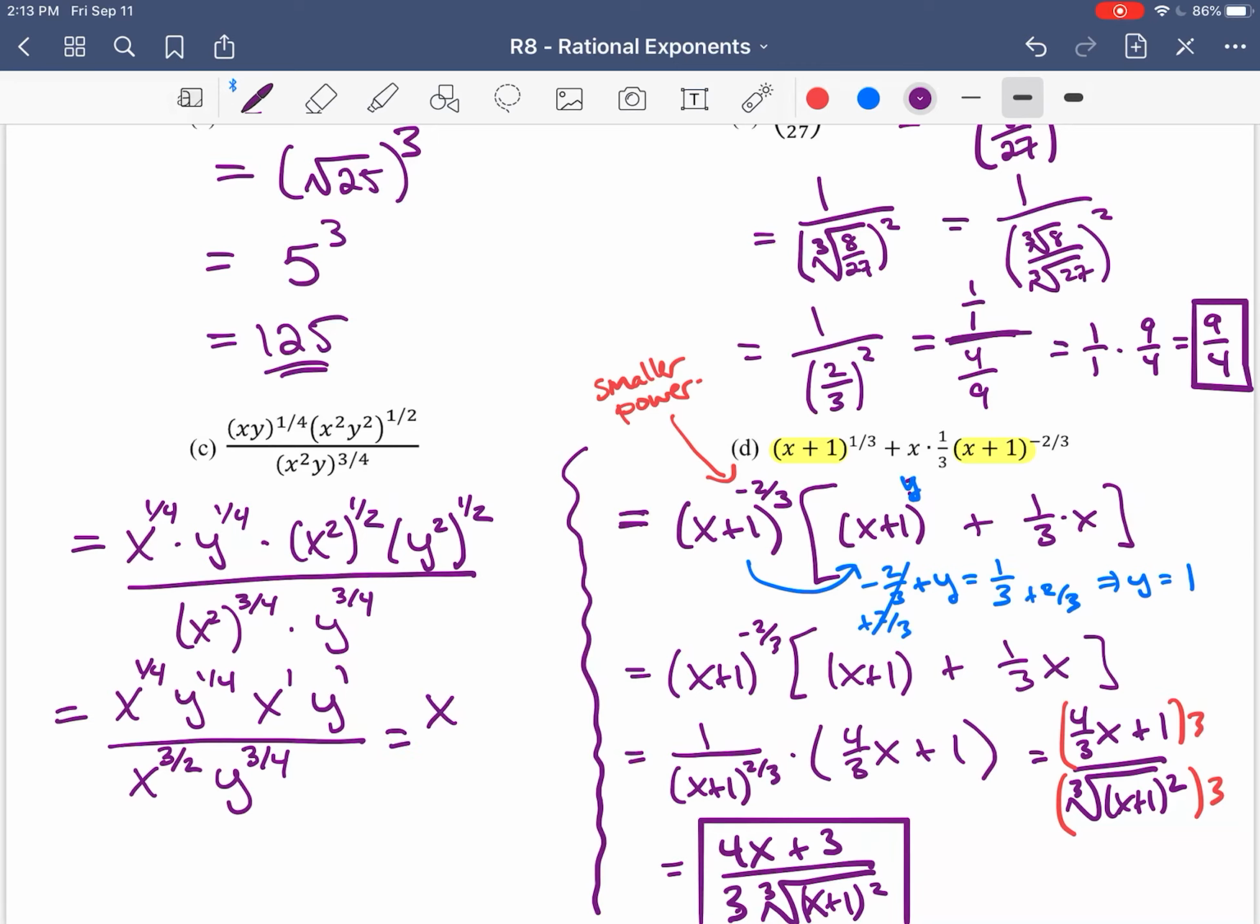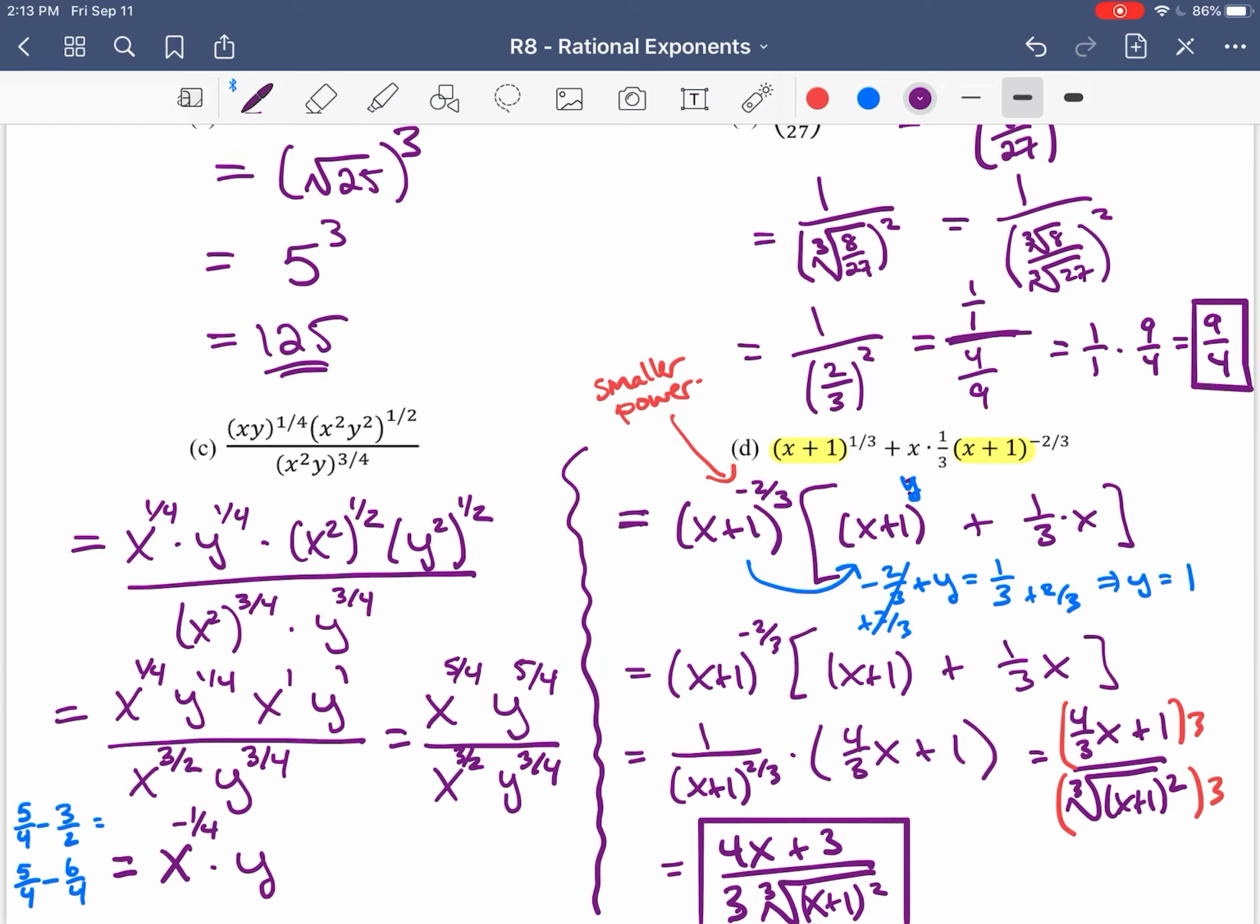So then on the top, I have x to the 1 over 4 plus 1, so that's 5 over 4. And I also have y to the 5 over 4, divided by x to the 3 over 2, y to the 3 over 4. So now I can subtract the exponents, so it's x to the 5 over 4 minus, actually I'm not going to write that. Okay, so let's just write it over here. 5 over 4 minus 3 over 2. Okay, that is 5 over 4 minus 6 over 4. So it's going to be negative 1 over 4.